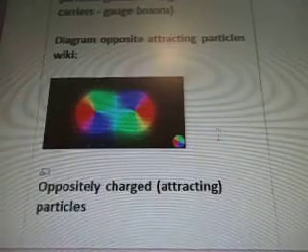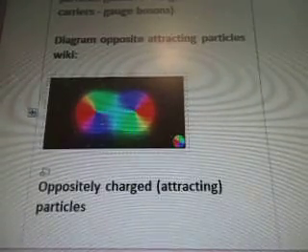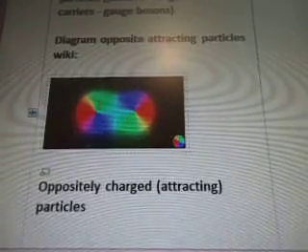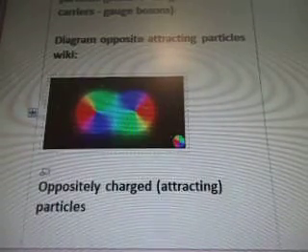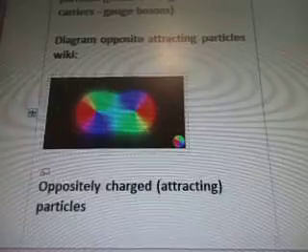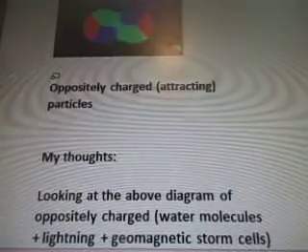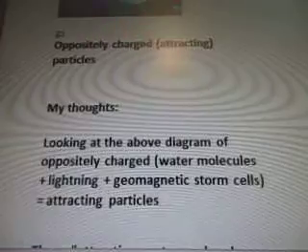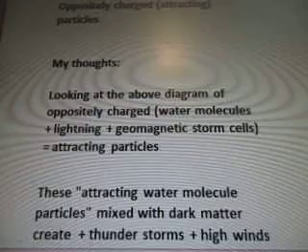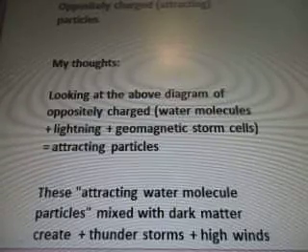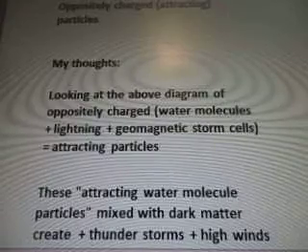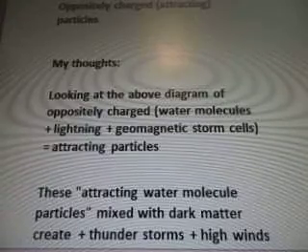So you see how they are opposite of each other, but they've also spun a certain way, that even the particles, the green's on top, the green's on the bottom, red, see? Everything's been reversed. So oppositely charged attracting particles. My thoughts: looking at the above diagram of the oppositely charged water molecules, lightning, geomagnetic storm cells equals attracting particles. That's what comes to my mind.